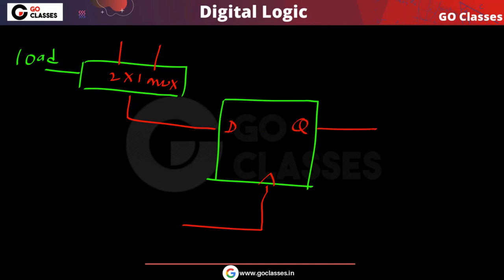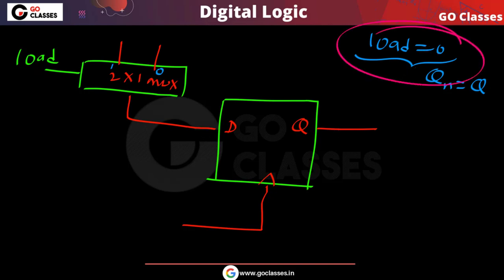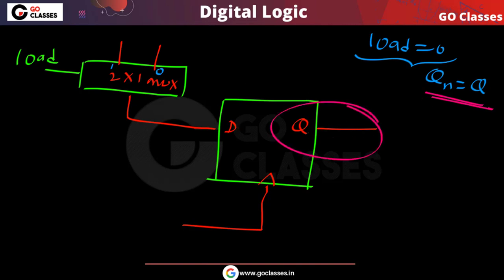Now, what do we want when this load is 0? When this load is 0, q next should be q. So let's assume this is the multiplexer, with 0 on this input and 1 on this input. Now when this load is 0, we want this q next to be the same as q.